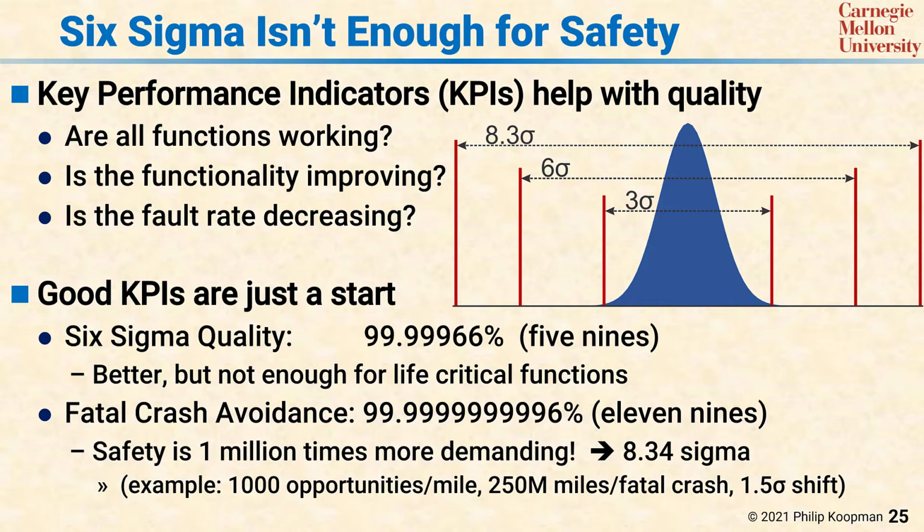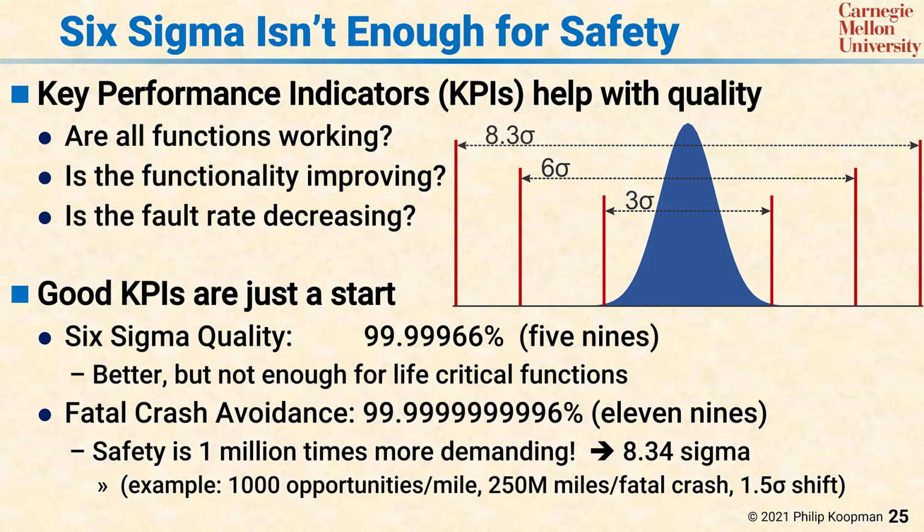And for the purposes of a Six Sigma analysis, we're going to use a 1.5 sigma shift, which is a typical number. If you put that into a sigma calculator, you get 8.34 sigma for this life-critical function. That's a lot bigger than 6 sigma and way bigger than 3 sigma. In fact, it's 11 nines. That's twice as many nines as 6 sigma quality.